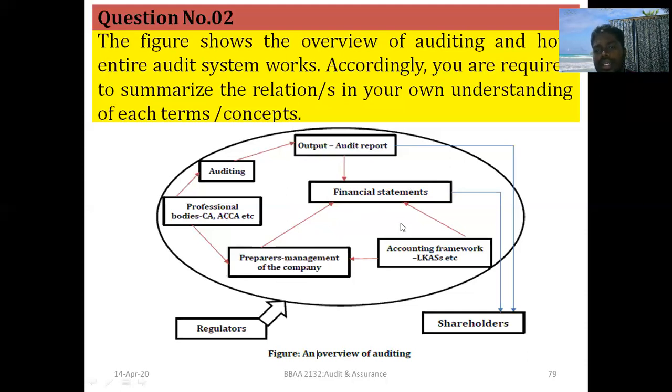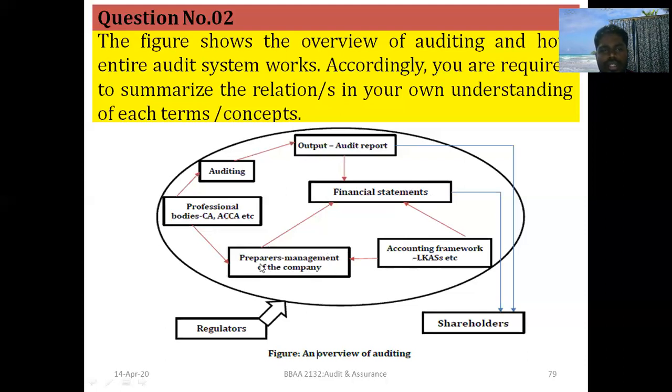That's number three. You put a number four for this arrow. This arrow says accounting framework to financial statement. So you can say the financial statements are prepared based on the accounting framework. Okay. Then you put a number five for this arrow. This arrow comes from accounting framework to preparers. So you can say, when the preparers, management, prepare the financial statement, they should comply with accounting standards.